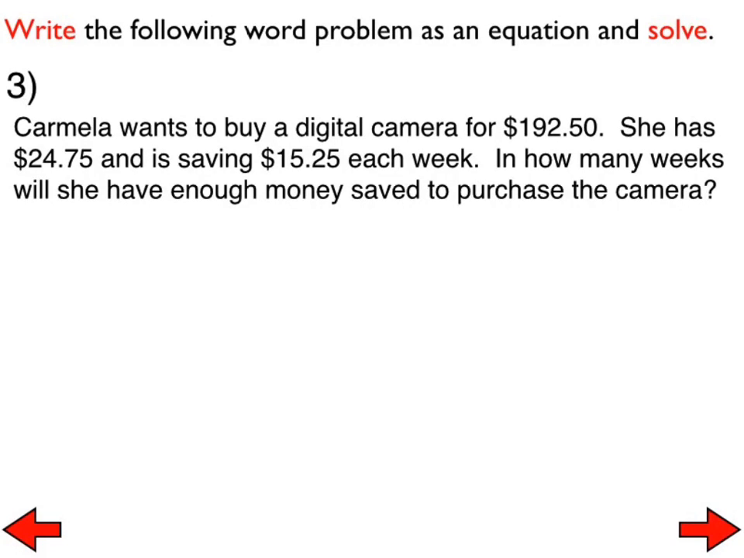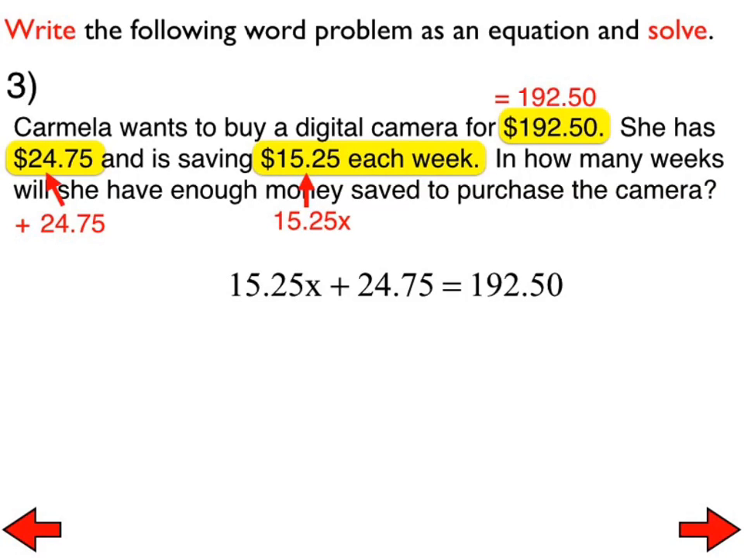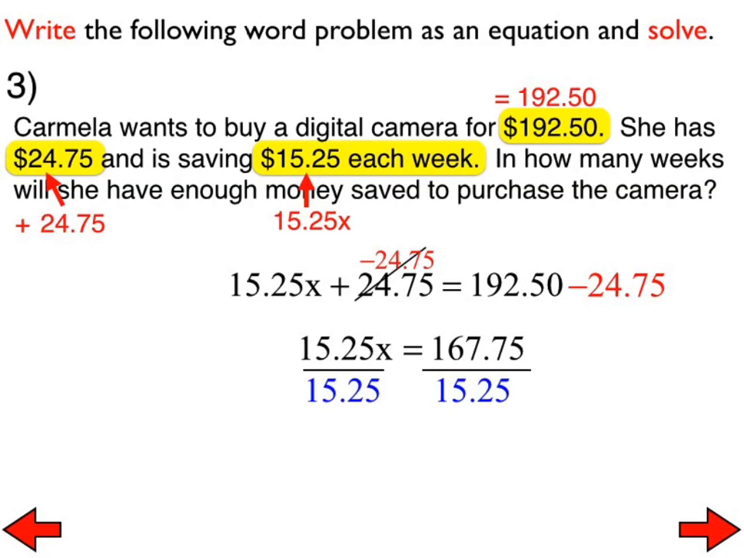All right, so the equation for number 3 should be 15.25x plus 24.75 equals 192.50. Subtract 24.75 from both sides. That leaves us with 15.25x equals 167.75. Divide both sides by 15.25. Now, I'm going to go ahead and move the decimals. I know I'm going to have 1525 on the outside because I had to multiply by 100, or as you were taught, move the decimal twice. That makes the number on the inside this.